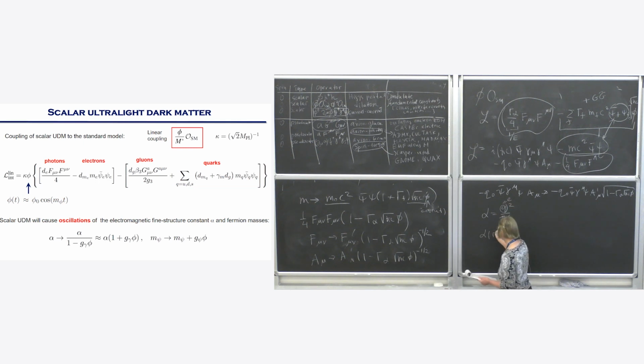Therefore, alpha is redefined as alpha 0 divided by 1 minus gamma alpha h bar c phi. And we are going to just say that in this case, this is much less than 1. So this is approximately alpha 0 plus gamma alpha. So as you see now, alpha is oscillating too, because you just coupled it to an oscillating field.